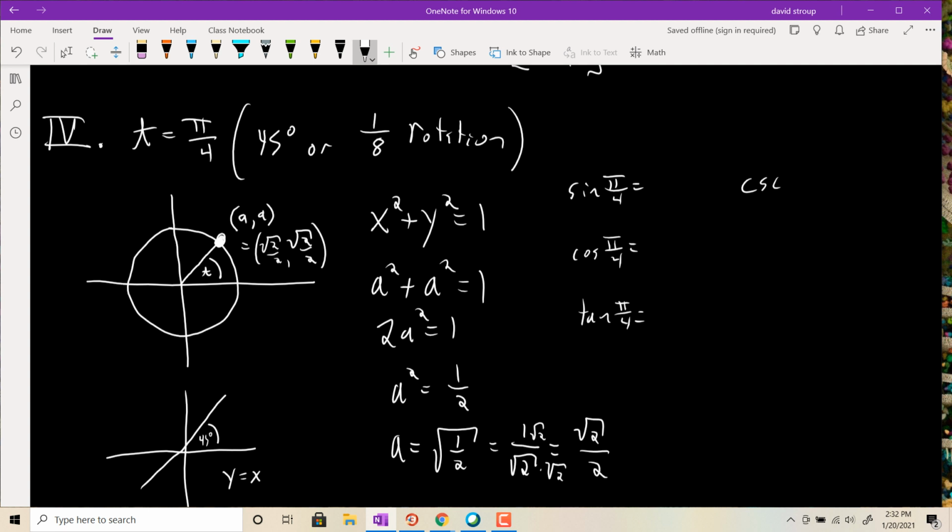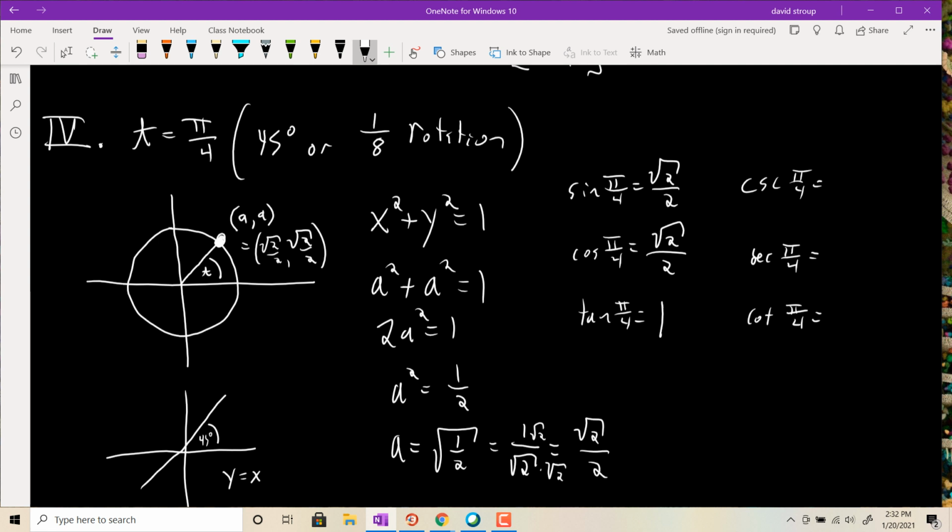So I'm going to put cosecant pi over 4, secant pi over 4, and then cotan. Okay, so sine is just the y coordinate, which is root 2 over 2. Cosine is the x coordinate, which is root 2 over 2. And then tan is just y over x, so sine over cosine, in other words. And so that's just going to be root 2 over 2 divided by root 2 over 2, which is just 1. And then for the other ones, we just take the reciprocals.